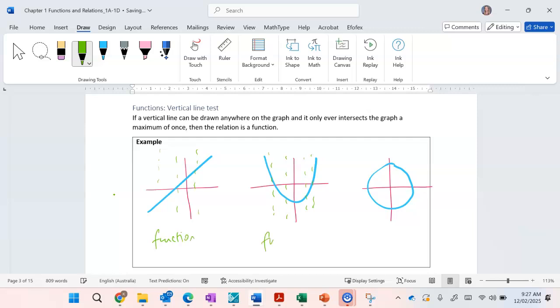Your parabola is also a function. And we've got a circle. So if I was to do my vertical line test, it's going to cross it twice. So if it crosses it more than once, it's not a function.